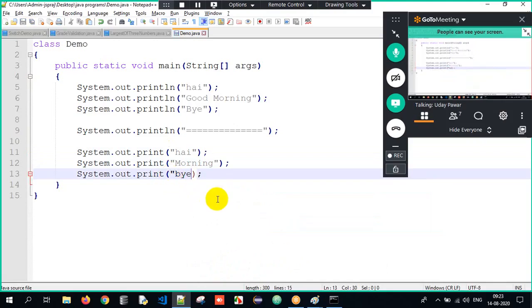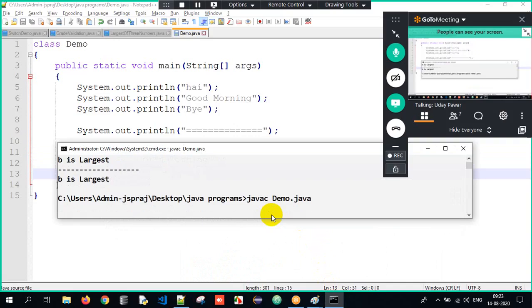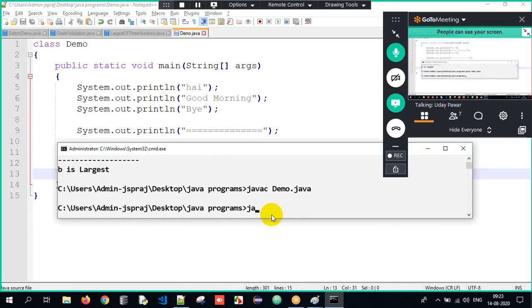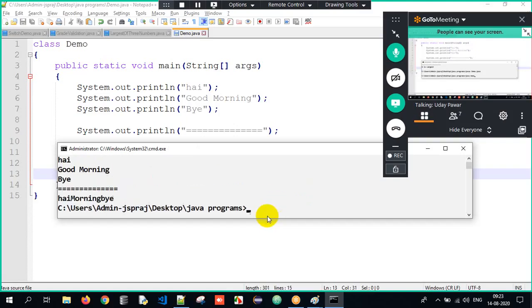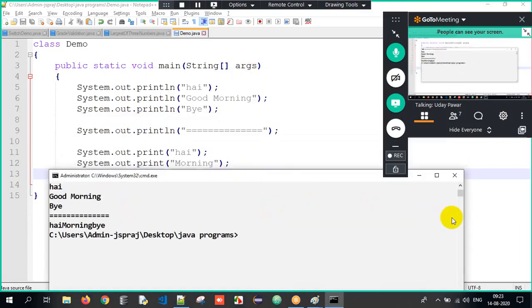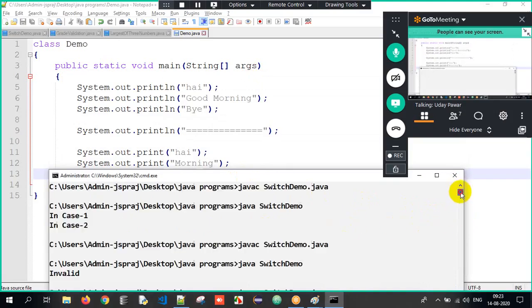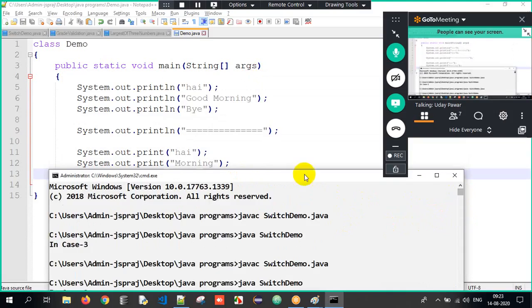Okay, great. So now here, what will be the output? See, I'll compile it. javac Demo.java. Okay, and I will also interpret it as well. java Demo. So what will be the output over here? What did you understand over here? Okay, it's a very simple program which you need to understand.